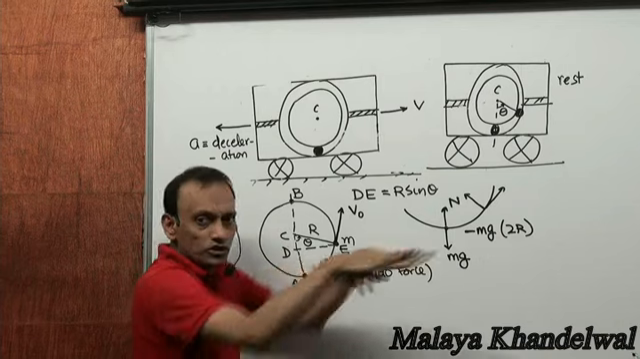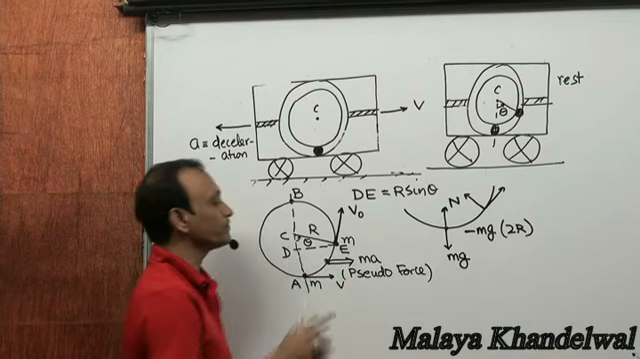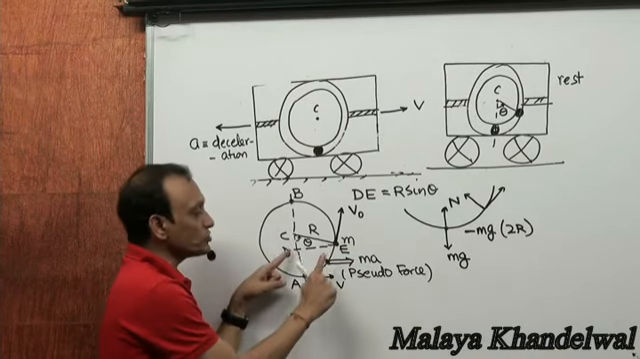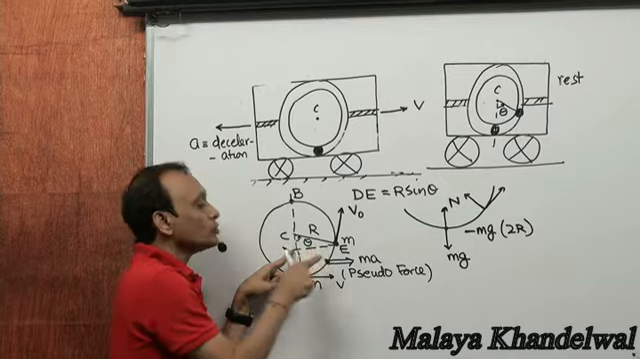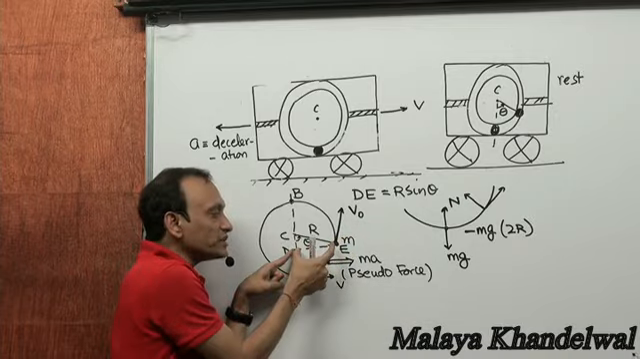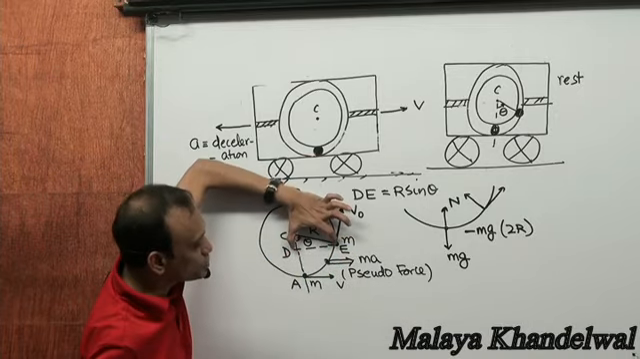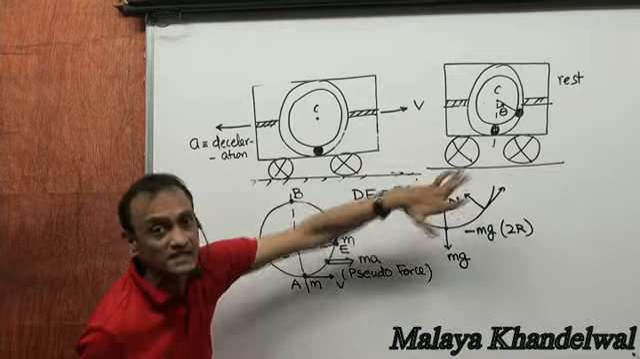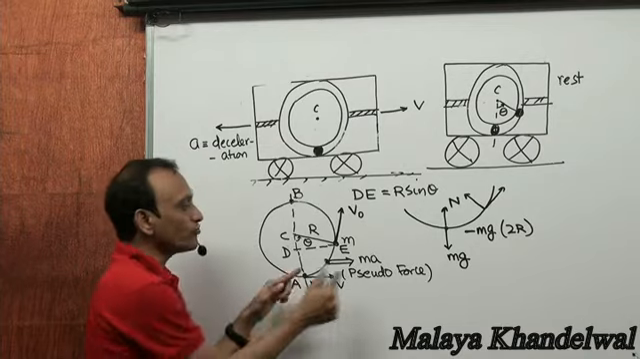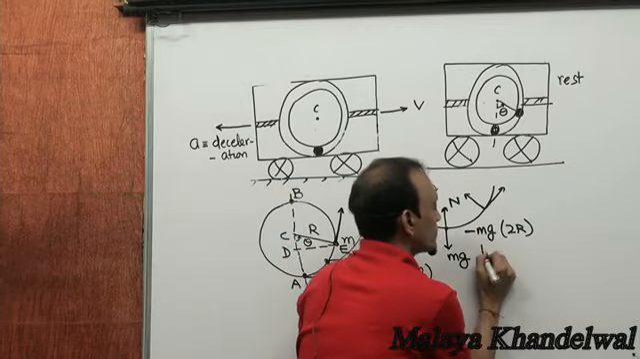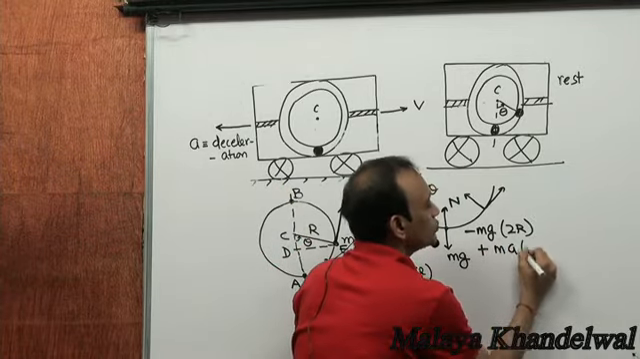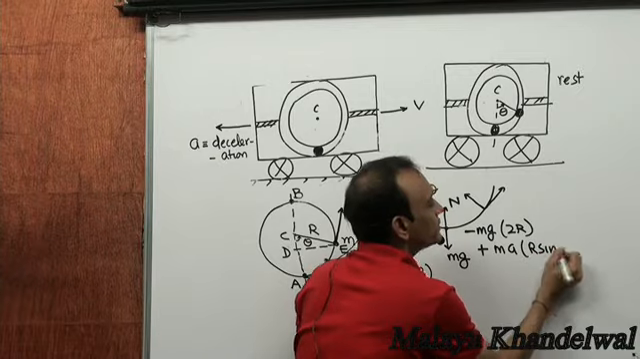Now, pseudo force is acting horizontally, ma to the right, and in the direction of the pseudo force, there is displacement. When the particle goes from A to E, the pseudo force has acted to the right, and the displacement in the direction of the pseudo force is dE, which is r sine theta. So, what's the work done by the pseudo force? ma into r sine theta is the work done by the pseudo force. So, ma into r sine theta, that's the work done by the pseudo force.